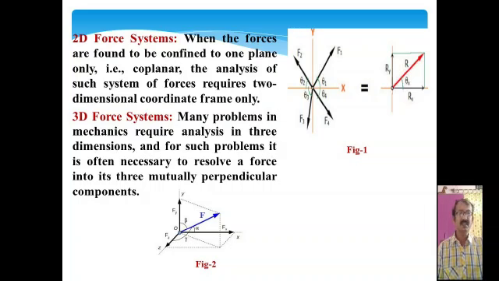So this force F makes an angle alpha with the x direction, beta with the y direction, and gamma with the z direction. And the components of that force are Fx, Fy and Fz, correspondingly along the x, y and z axes.